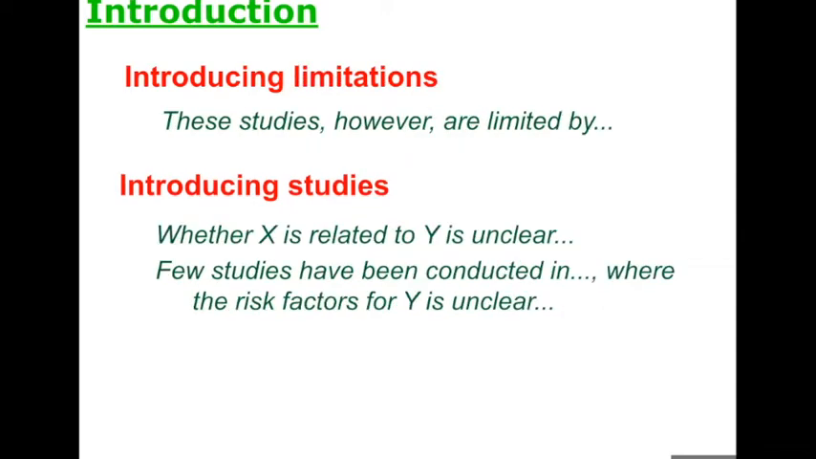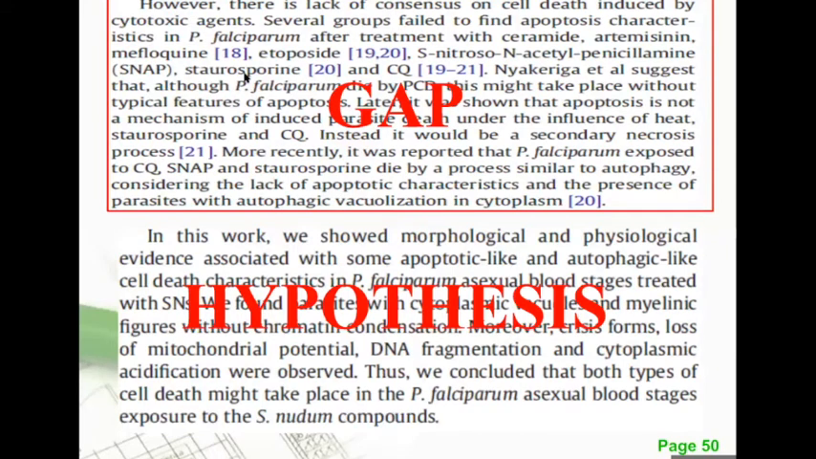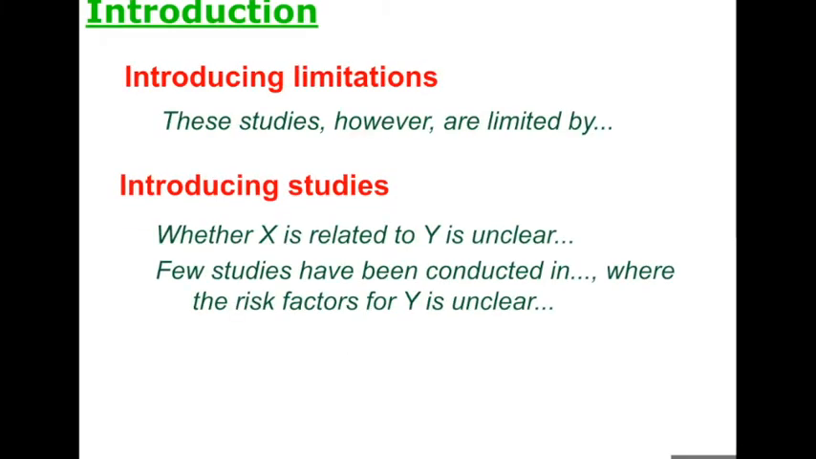Introducing limitations. These studies, however, are limited by something. And when you want to introduce studies as well, whether X is related to Y is unclear, so as to write the gap between studies, or few studies have concluded, okay, in this. Or I want something like this. There is lack of consensus, okay, on this particular topic. Okay, so that's one way to show it.